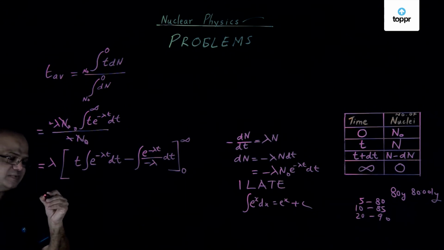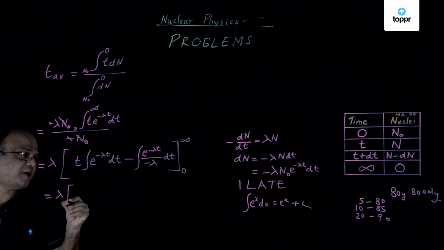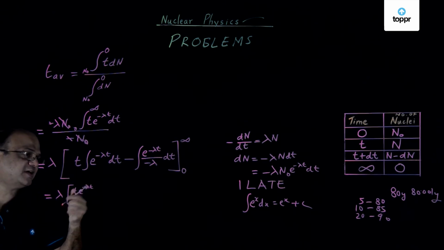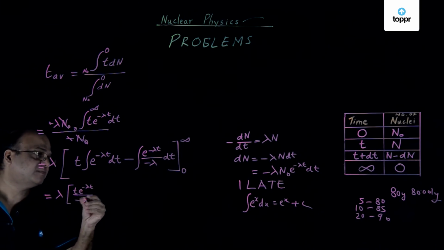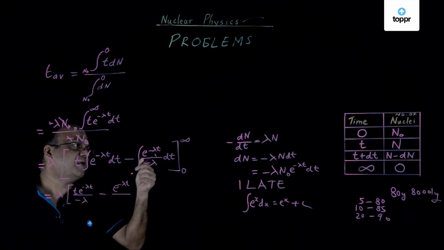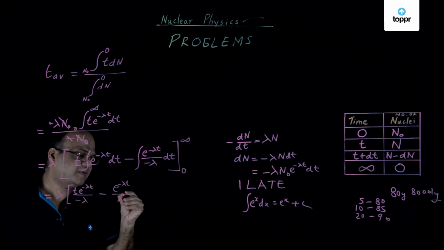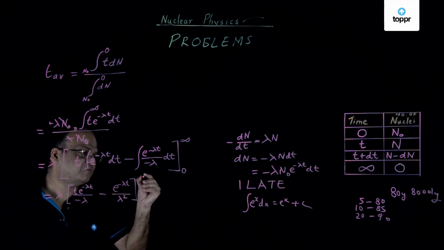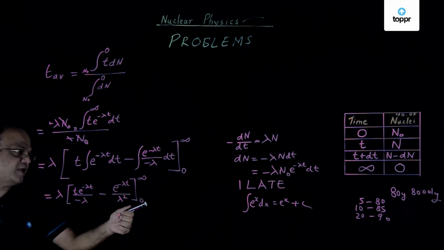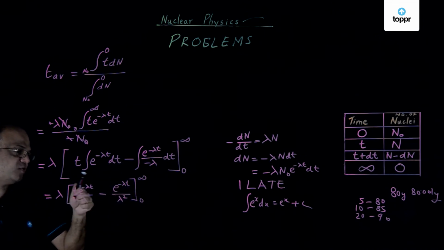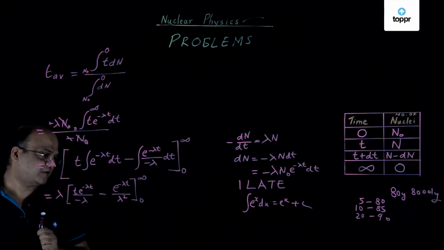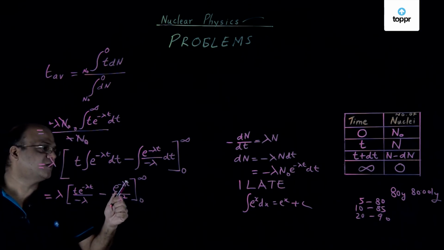So what do you get? Lambda e to the power minus lambda t will come here. This t is already there, divided by minus lambda. And this again we have to integrate, so we get e to the power minus lambda t by minus lambda again, that becomes lambda square, from 0 to infinity. Now when you put infinity here, this will be 0. When you put 0 here, this will be 0. So this whole term is 0. When we put infinity here, we get 0. When we put 0 here, we get 1.